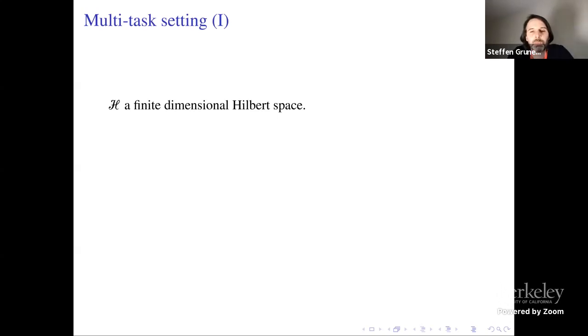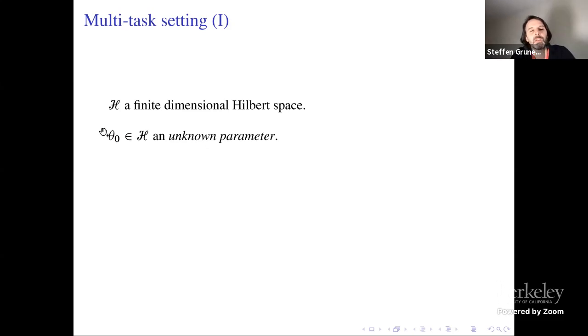Generally I'm dealing here with a high dimensional Hilbert space H, finite dimensional but high dimensional, just to have enough degrees of freedom to put a multitask setting in. So essentially I'm dealing with multiple settings in which I try to infer a parameter theta_i, and I play multiple rounds, and a high dimensional Hilbert space is pretty good to model the setting.